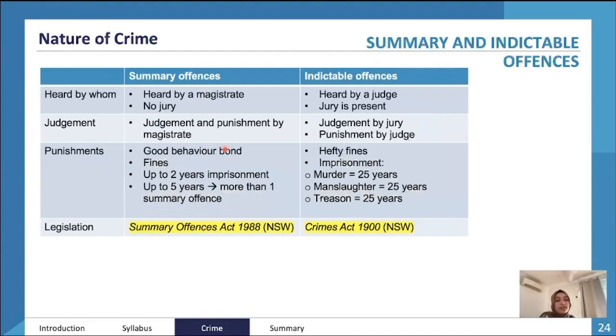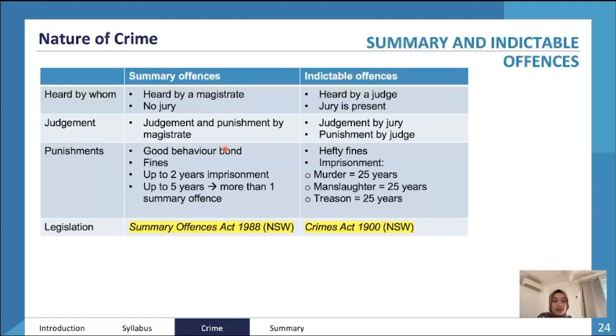So summary offences are heard by a magistrate, which is the judge for the local court. You don't call them a local court judge, you just use the word magistrate, which is exclusive to the local court. Indictable offences will be heard by a judge. The difference though is that in summary offences, which are smaller or minor offences, there's no jury, whereas in indictable offences there is a jury.